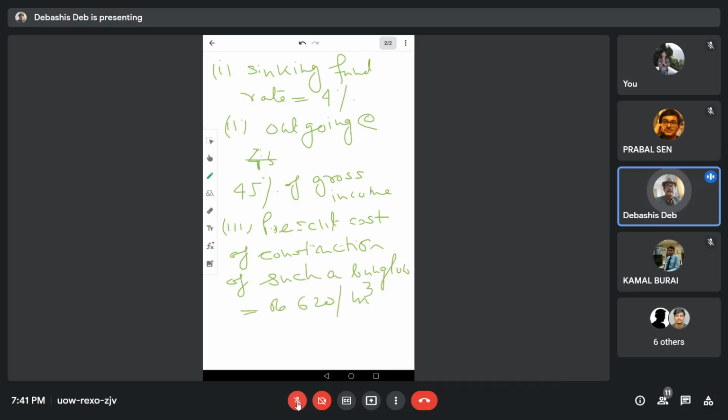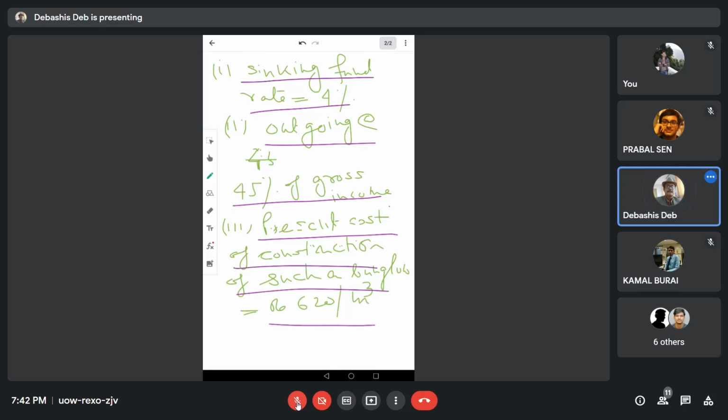So these are the additional information given in the problem. What are those? Sinking fund rate 4%, outgoing at 45% of gross income, present cost of construction of such a bungalow is rupees 620 per meter cube. So if I consider that I must reconstruct the building, I'll have to spend rupees 620 per meter cube. Now, what is the volume of the building? That is mentioned in your question. So this is the question. Okay.